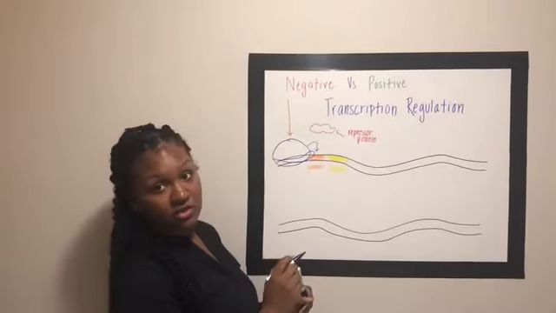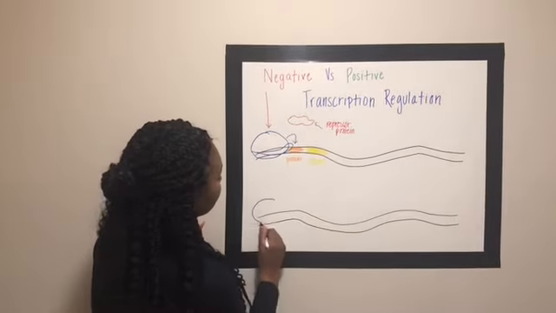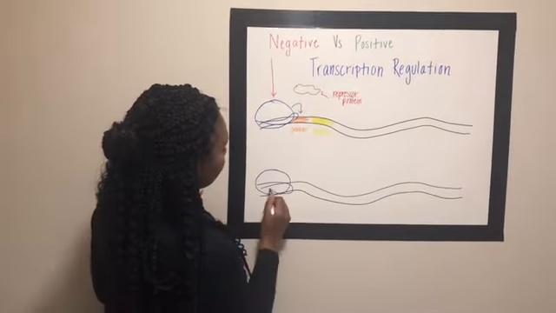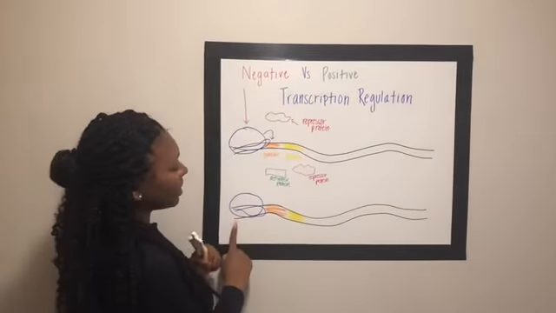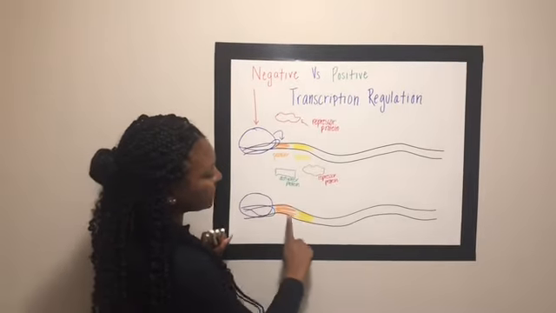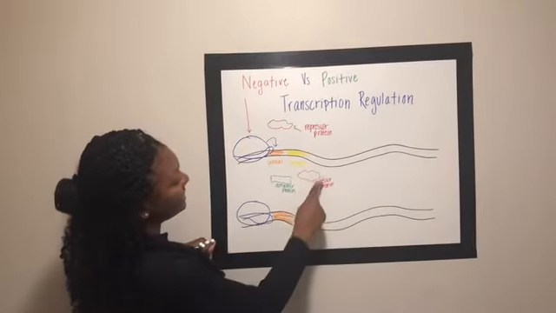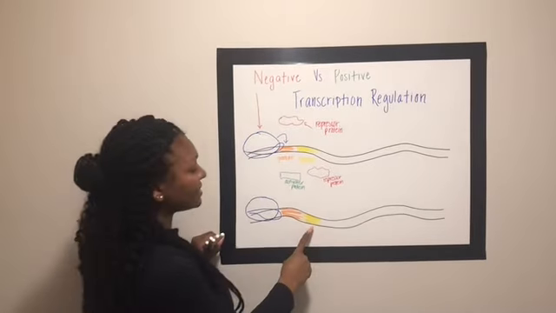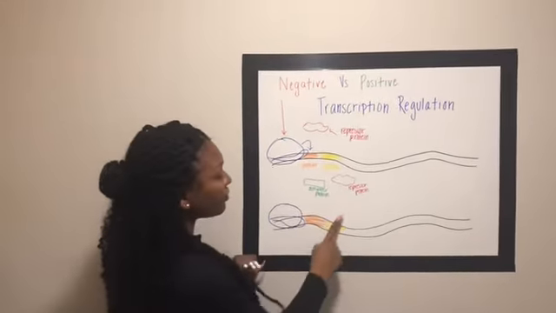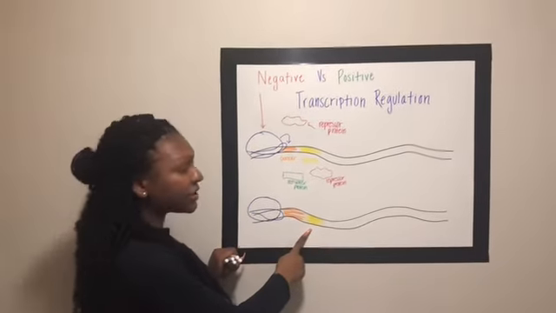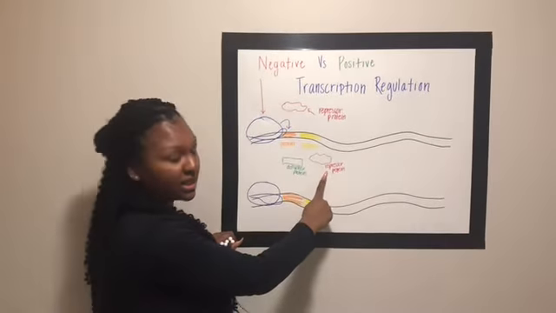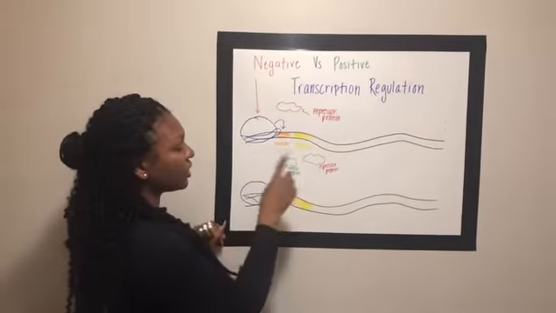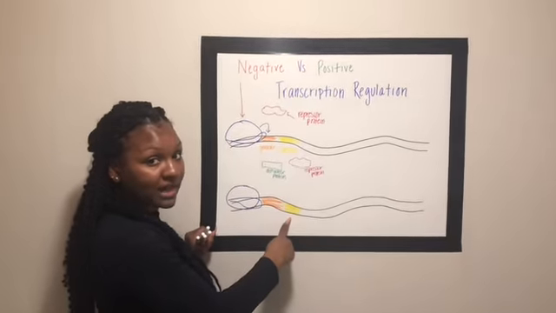For our positive transcription regulation, it's going to be the same exact diagram, but the difference is the activator is now involved. So for the RNA polymerase to be able to transcribe the DNA strand, we need the repressor protein to not bind to the operator site. In order for the repressor protein to not bind to the operator site, we need the activator protein to bind to the repressor protein to change its shape so that it can no longer fit onto the operator site.